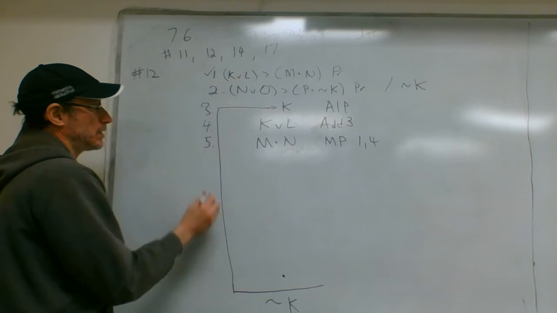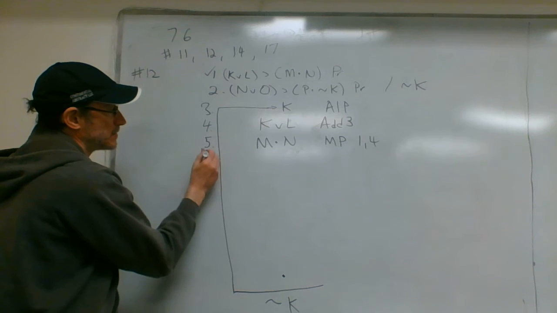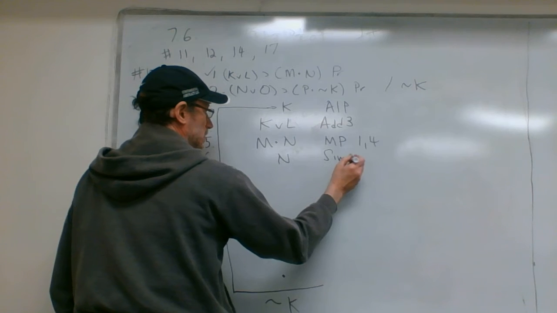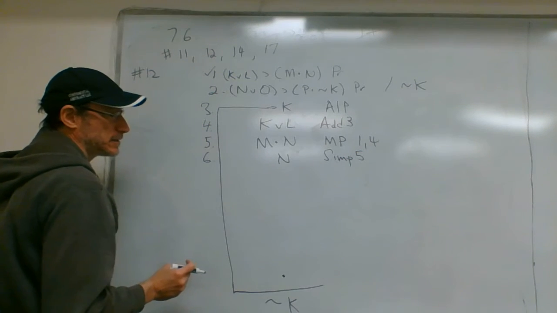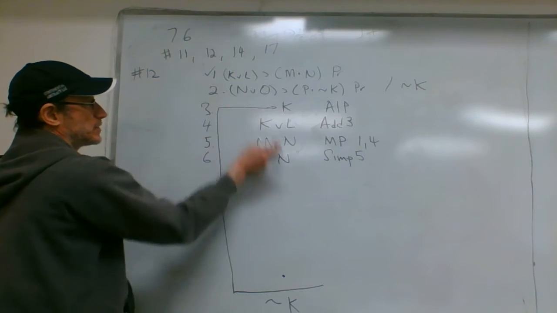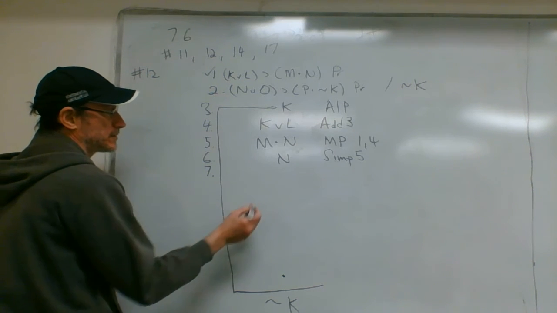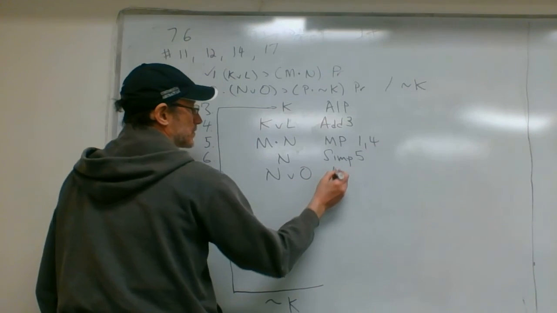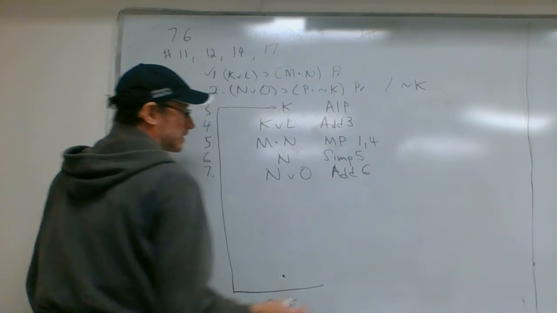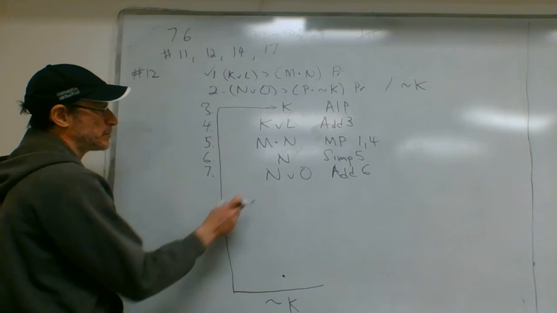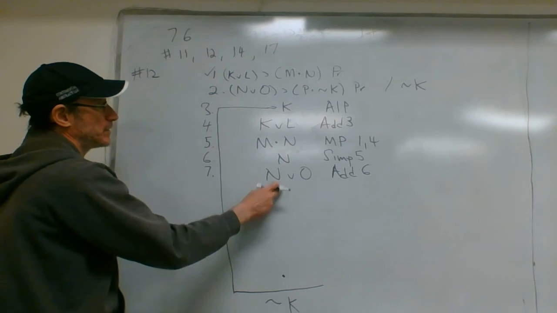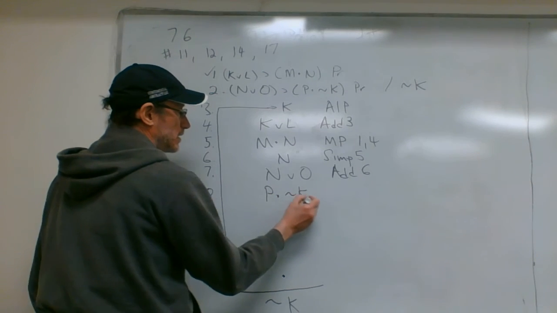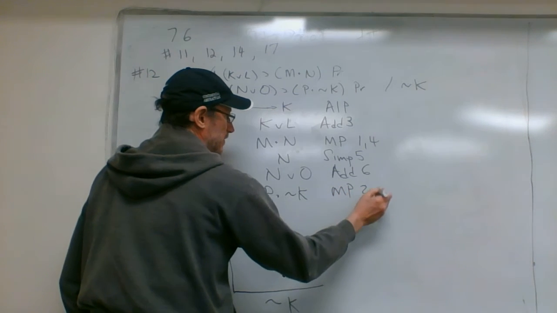This is N wedge O. So actually I'm just going to simplify to get that N. Simplification on 5 to get N. And now I can wedge on the O to get the antecedent. N wedge O, and addition on 6. And now I have a modus ponens on 2 and 7 to get P dot not K. Modus ponens on 2 and 7.